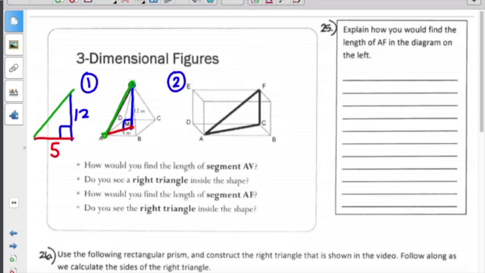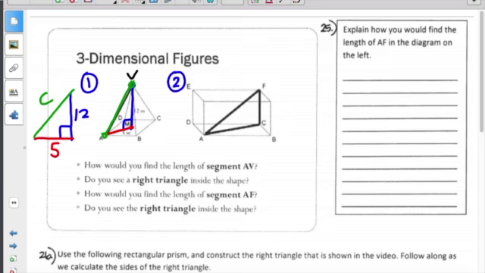Okay, if you look at some of the questions on here, it says, how would you find the length of segment AV? AV is that hypotenuse. So we use the given dimensions, we make a right triangle, and we solve for C, our hypotenuse. Do you see a right triangle inside the shape? I tried to help you see that, so hopefully you do.